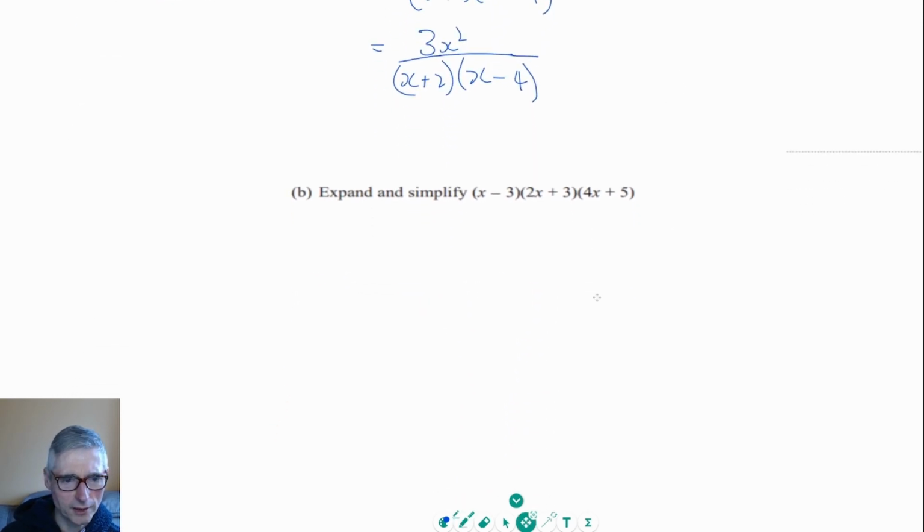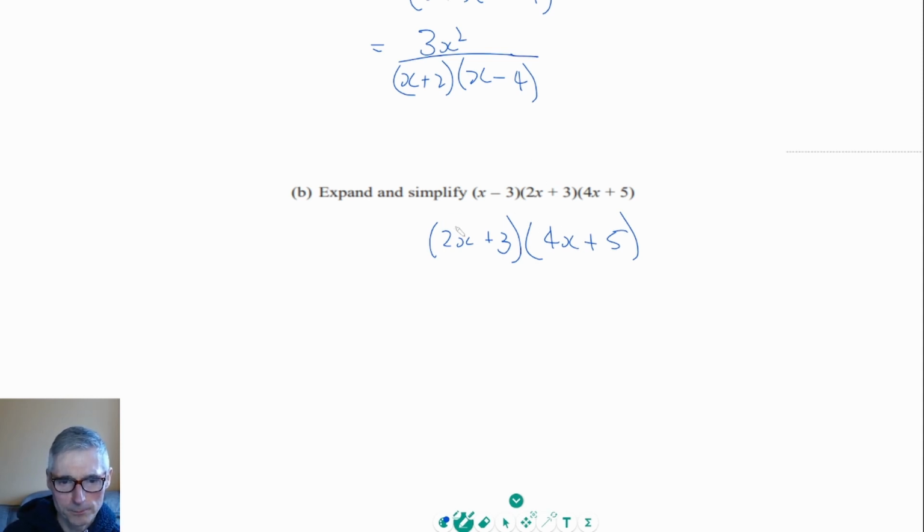Next thing we're going to look at, part B of the question, we've got triple brackets that we need to multiply out. So what we can do there is just first of all multiply out two of the brackets and see what we get from them. So I'm going to multiply the second pair of brackets. We could have multiplied the first pair of brackets, so we don't have to do this in any particular order.